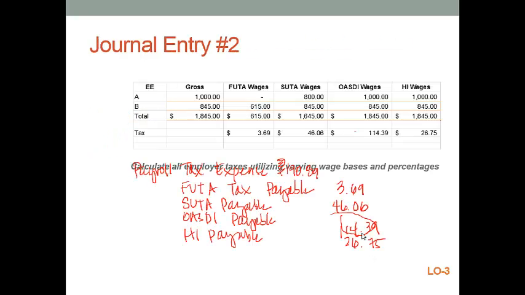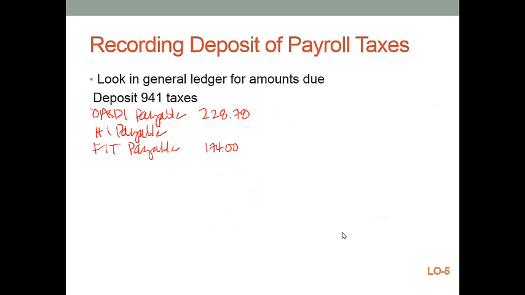Let's look at HI real quick. HI, we owed $26.75. Again, the employee would owe the same amount. $26.75 times 2 would be $53.50. Then I'm going to add all those up, and that's how much cash I need to pay to the IRS, and it should be $456.28.